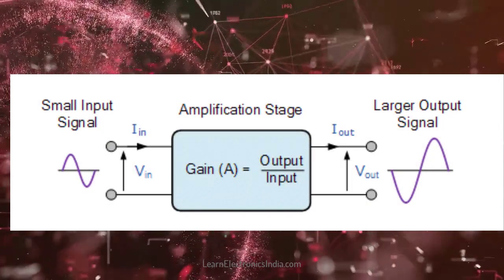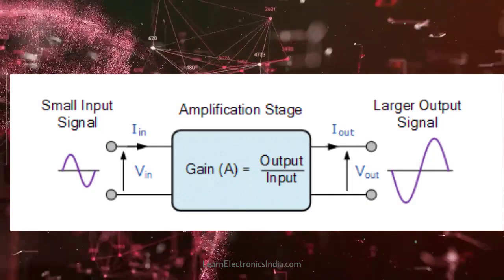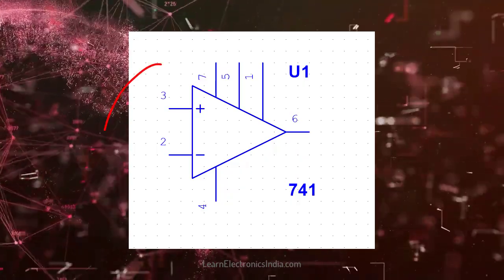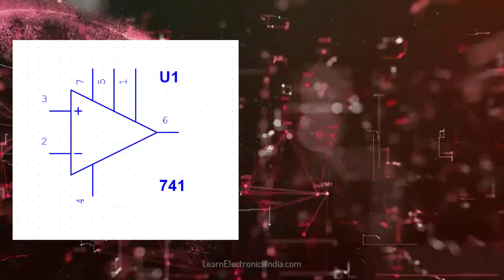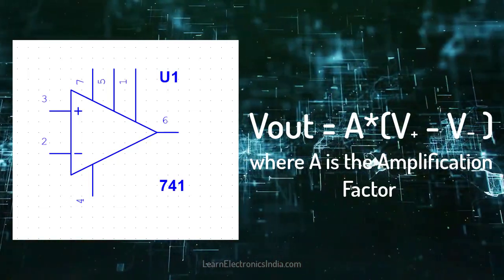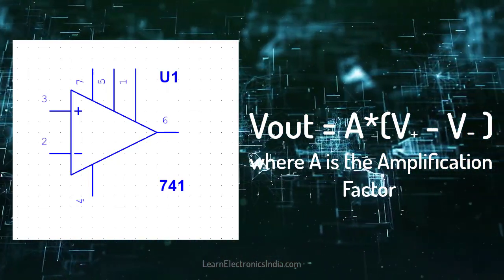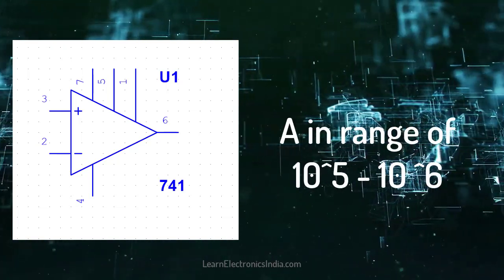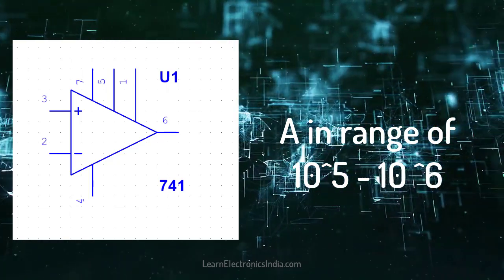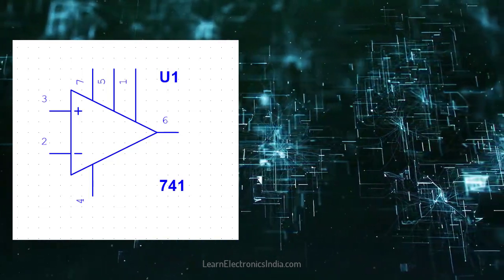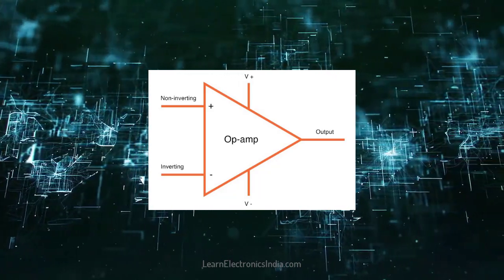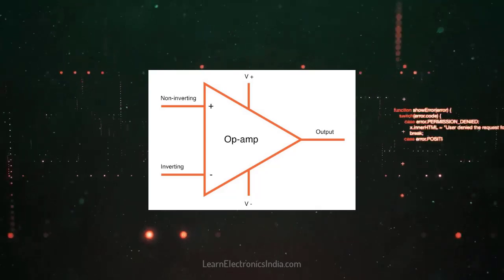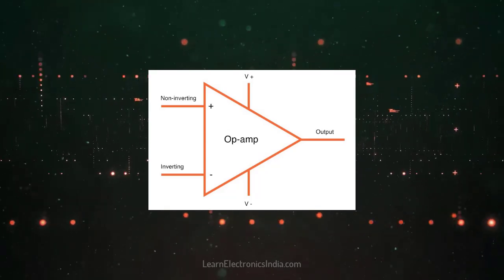The operational amplifier is essentially a differential amplifier. That is, it amplifies the difference between the 2 input pins. Hence, the output voltage is given as the difference between the input voltages times the amplification factor. This amplification factor ranges between 10 raised to 5 and 10 raised to 6. The supply voltages are used to power the operational amplifier. The maximum and the minimum output level of the operational amplifier is defined by these supply voltages.